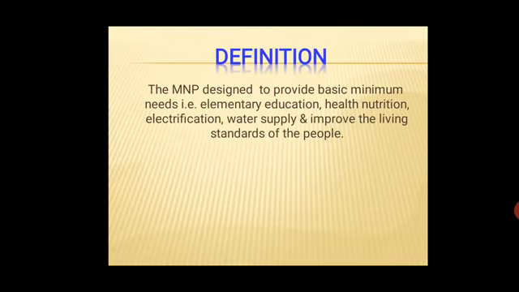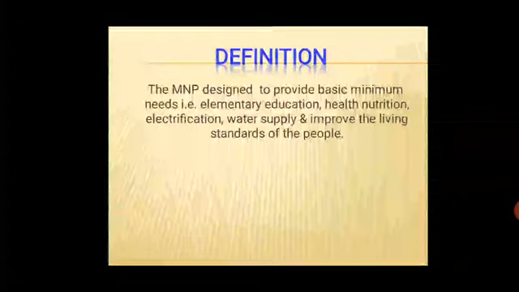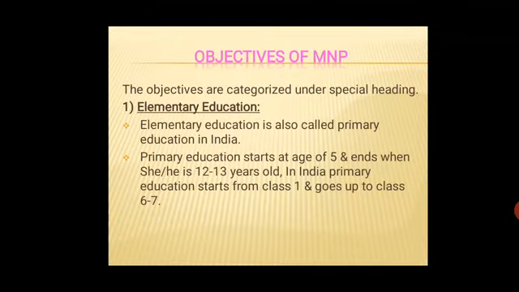The Minimum Needs Program is designed to provide the basic minimum needs for the people. By providing minimum needs, we can improve the standard of living of the people and thereby decrease the mortality and morbidity of the community as well as rural and slum areas. The components we already discussed are elementary education, nutrition, electrification, water supply, and thereby improving the living standard of people. Objectives of the Minimum Needs Program.